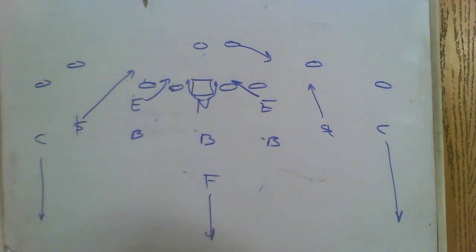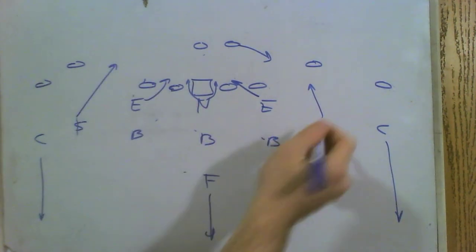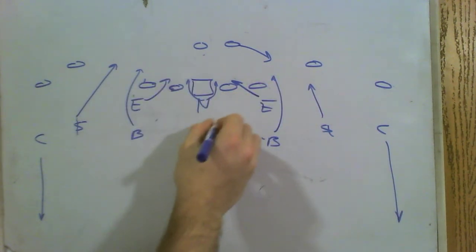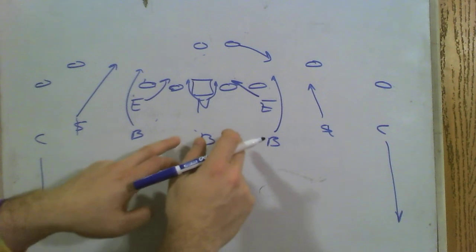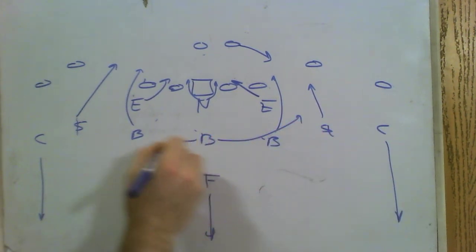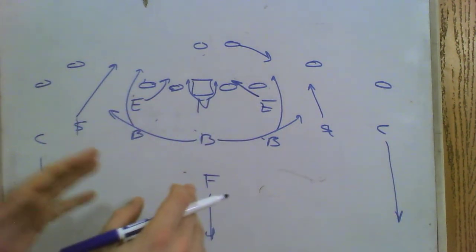So now the run fits have got to change. We're still forcing off the edge with these 2 hybrids, but now these backers are going to fill out here. And then again, which would hopefully free up this linebacker to be more free to the other side. So you can see how changing the stunt can help free up different defenders.